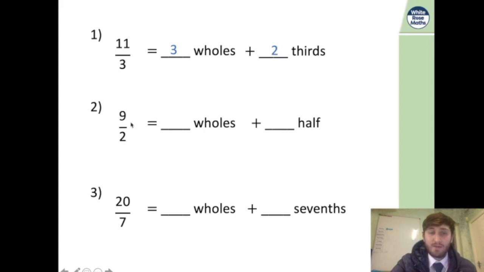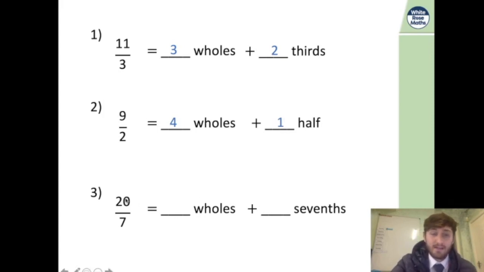Next, 9 halves. So 2 multiplied by something, what's the closest number that I can get to 9? Well, I can get to 8. So 2 times 4 equals 8, so I've got 4 wholes. And then 8 plus 1 equals 9, so I've got 1 left over. So I've got 4 wholes and 1 half.